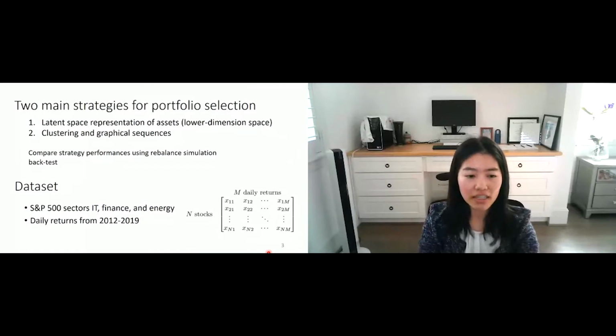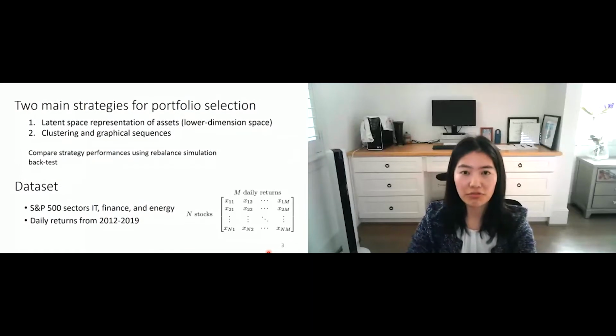And our data set is the S&P 500 stocks from tech, energy, and finance sectors. And we had daily returns from 2012 to 2019. So our data matrix is like this, and we have the stocks as the rows, and then we have the daily returns as the features on the columns.